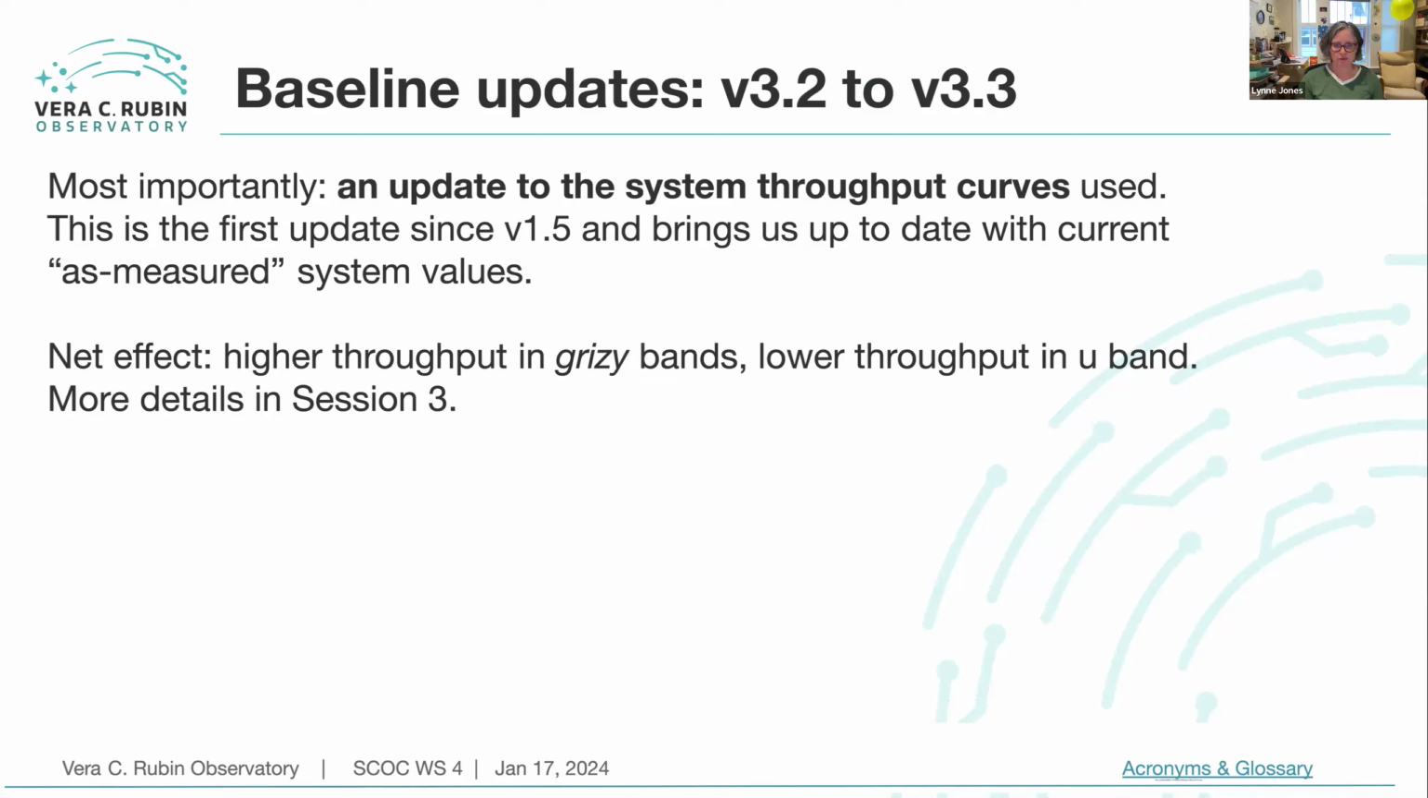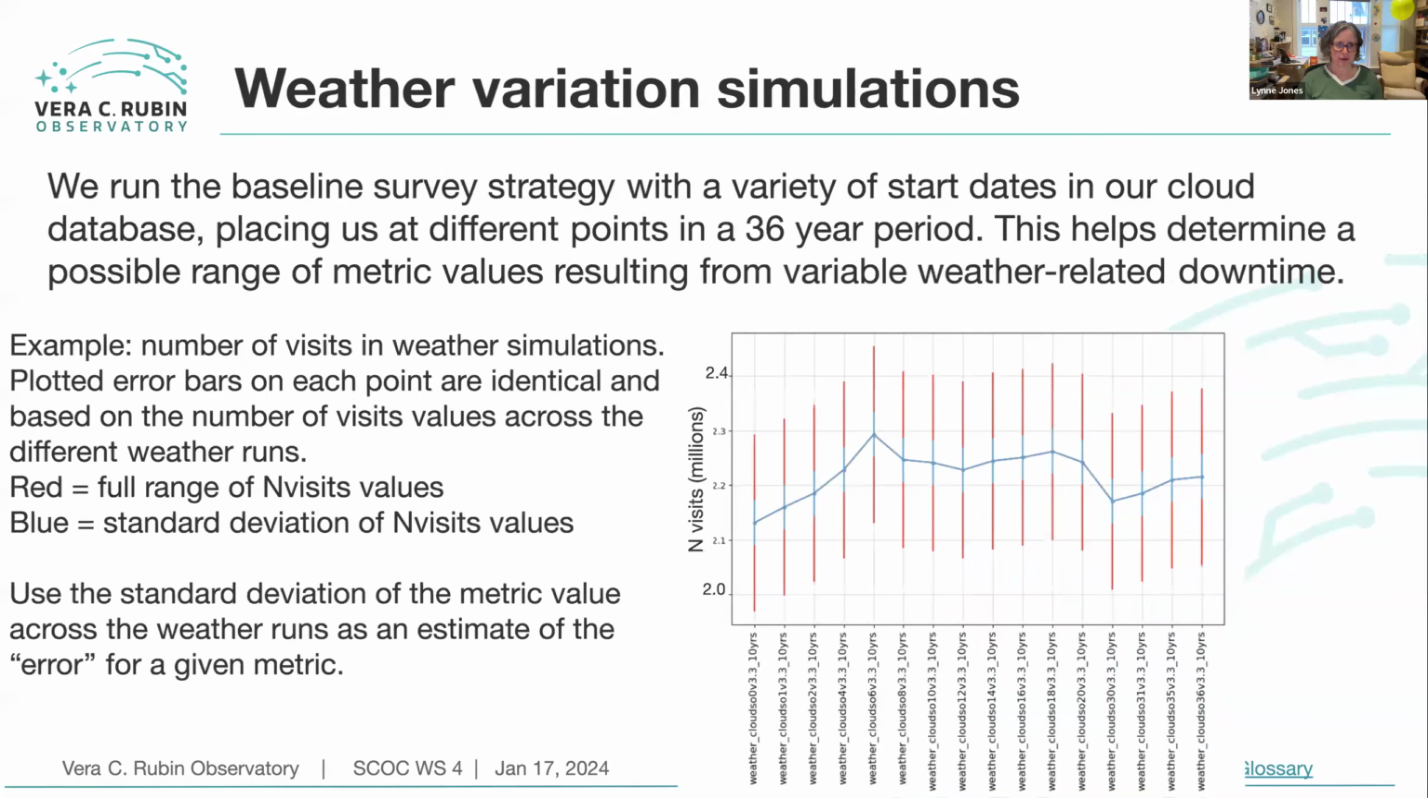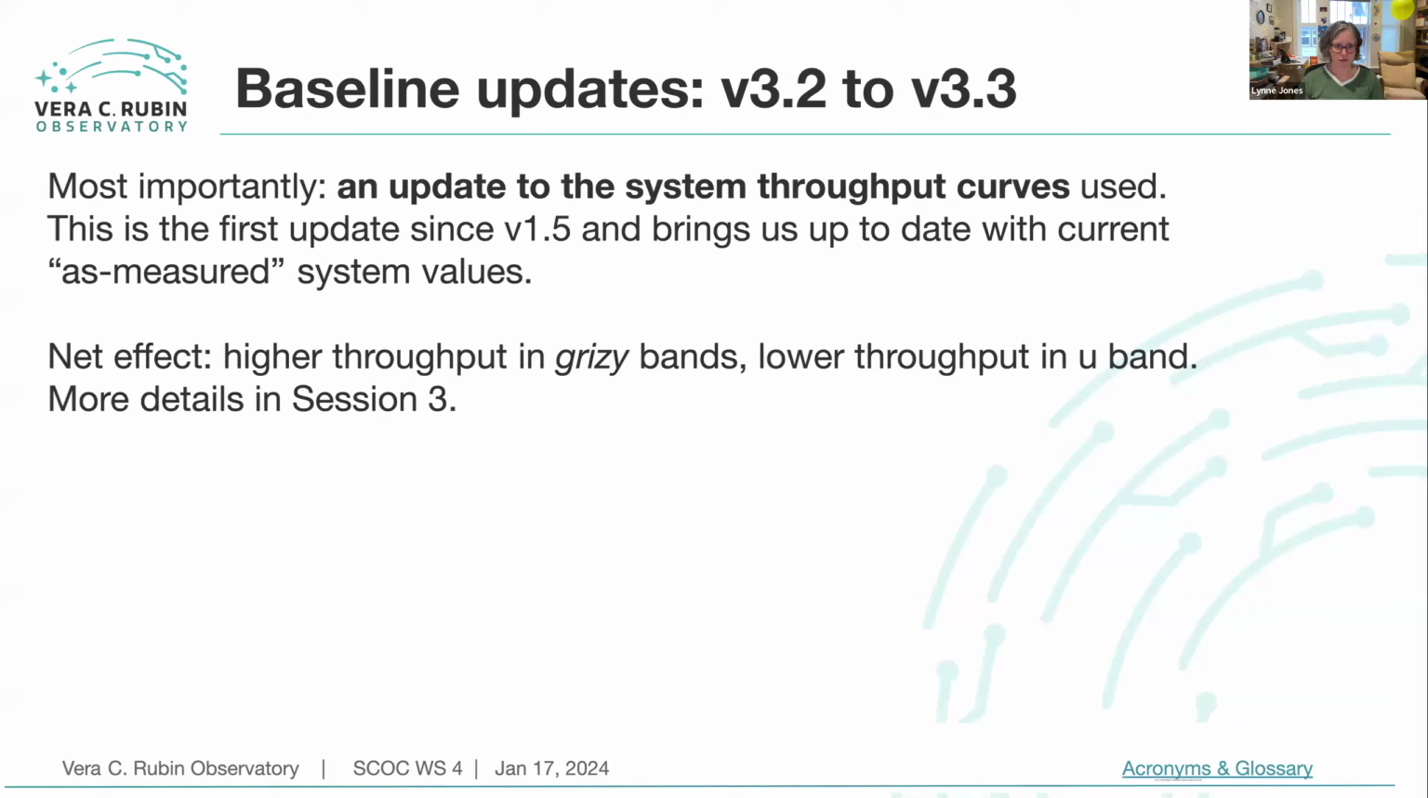The other change, we'll talk about this more in session 3, is that we've changed from having mirror coatings that were aluminum, silver, aluminum to all silver. And that does put a higher throughput into GRIZY bands, lower throughput in U band. And like I said, we'll talk about this more in session 3, but this is the biggest change that happened in 3.3. And we'll talk about the impact.